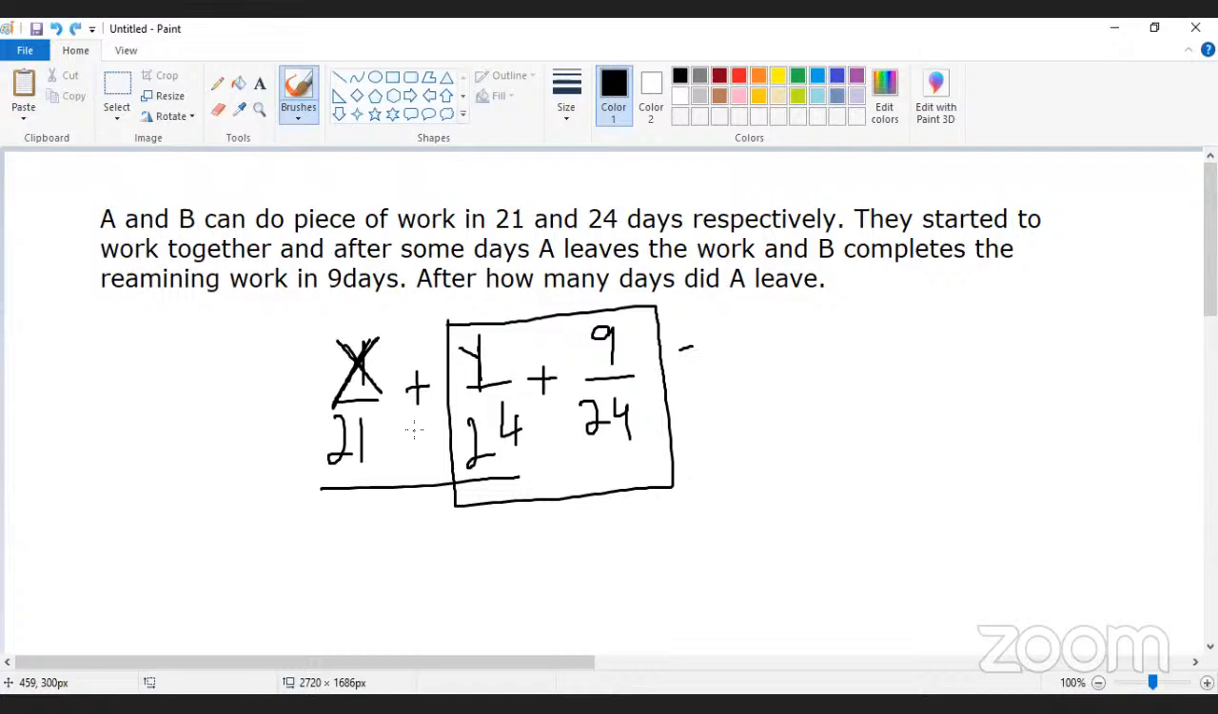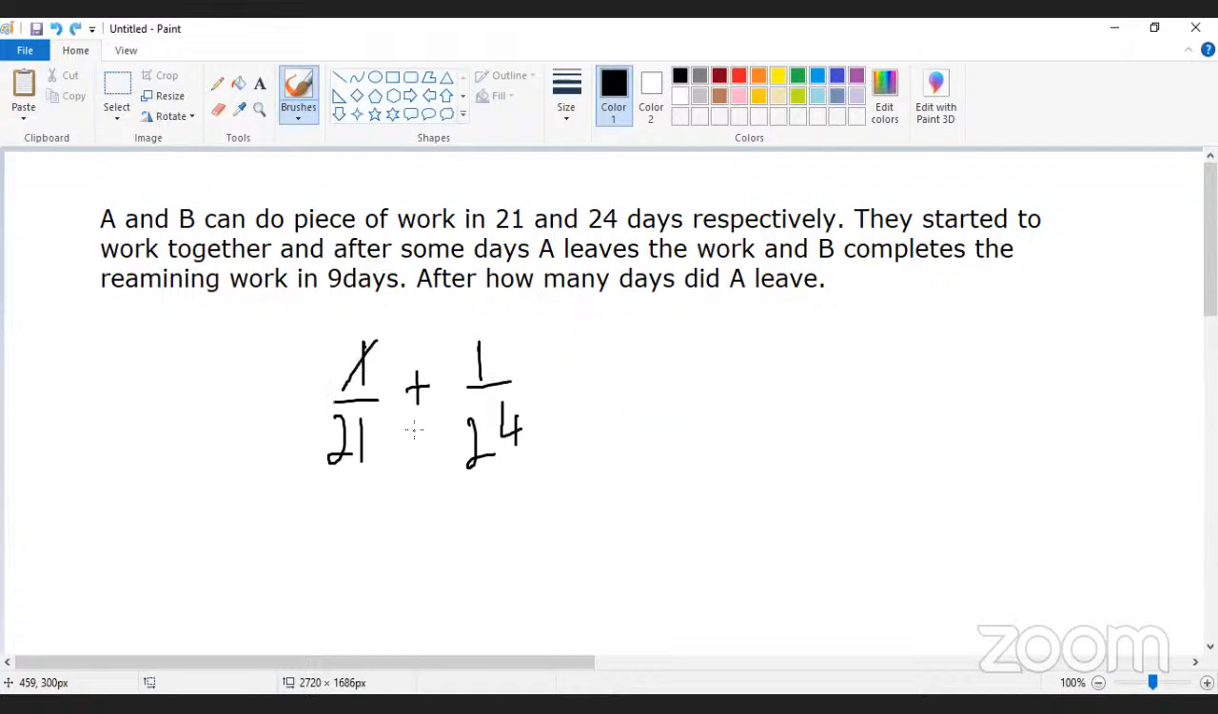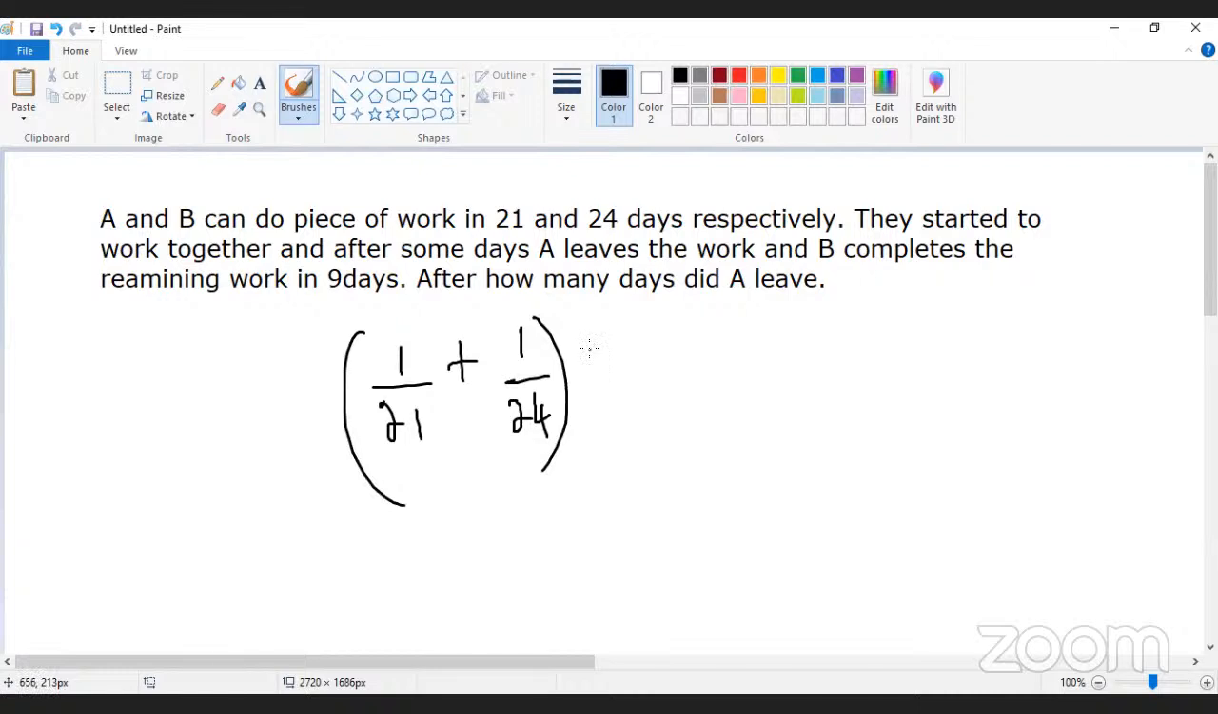Now what we will do is, since we don't have the data, we know at the beginning they work together. So 1 by 21 plus 1 by 24, they work together for how many days? They started to work together and after some days A leaves and B completes the remaining work in 9 days. So how many days did they work together? We don't know. And the remaining work, we know it was 9.